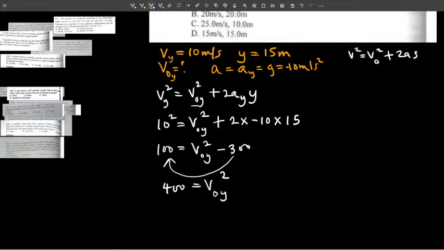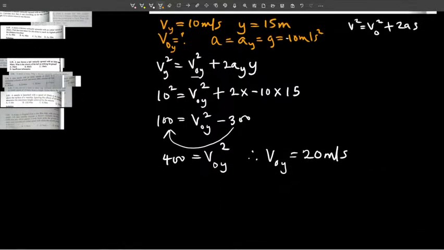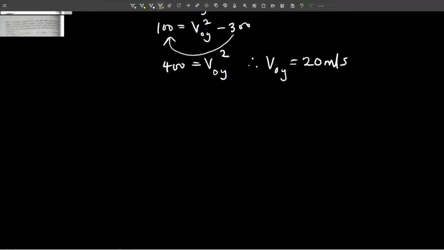So I can take the square root of both sides, and my v_0y will be the square root of 400, which is what now? 20 meters per second. So let's come back to the question. Which one has 20 meters per second? The answer is obviously B. Someone said C. Okay, let's see. Let us find the maximum height reached to confirm if B is the answer. Okay, you've changed your answer to B. Nice.